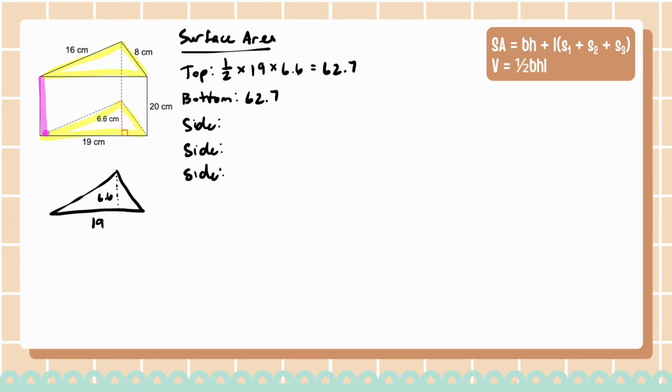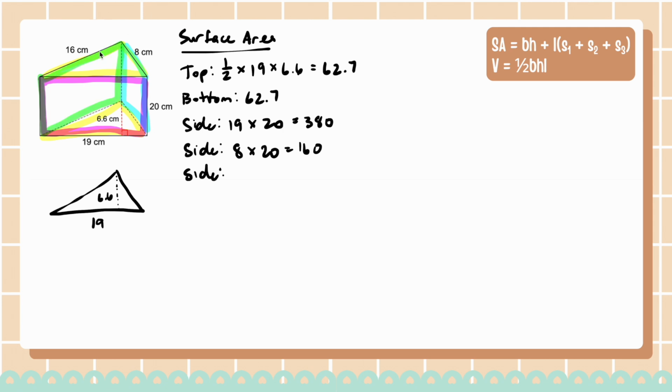Now let's do this front side next. For the front side, I notice that it's in the shape of a rectangle. So I'm going to do base, which is 19, times the height of the prism, which is 20. So 19 times 20 gets me 380. Next, let's do this right side of the prism. The dimensions for this rectangle are 8 by 20. 8 times 20 gets me 160. And then finally, this left side of the prism. The dimensions are 16 by 20. So 16 times 20 gets me 320.